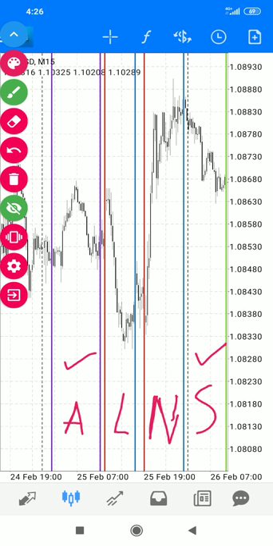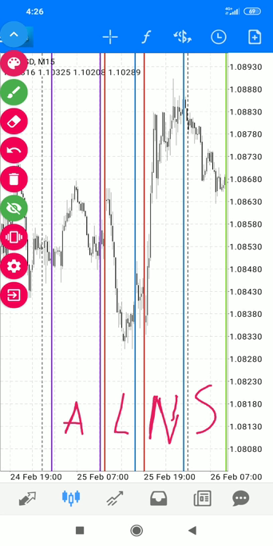Then during the London and New York, okay, let me start with the London. You should expect much movement from Euro, GBP and CHF pairs. During the New York, you should expect more movement from the USD and CAD pairs. So any pair with CAD or USD in it will most likely move the most during the New York session.